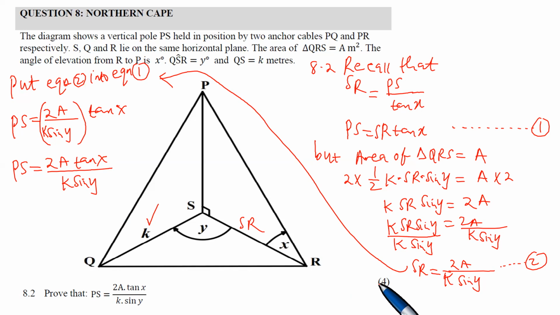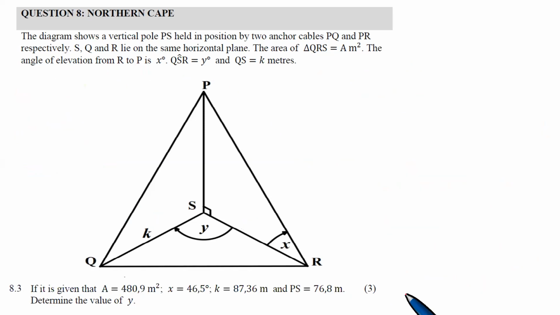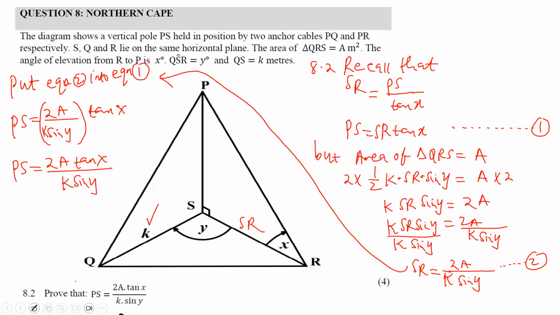Next question. So they then said to the students, now that you have found everything, find the value of y if you have been given all these things. To do 8.3, you have to say recall. So you need to remember the past, and in remembering the past, we remember what we got.